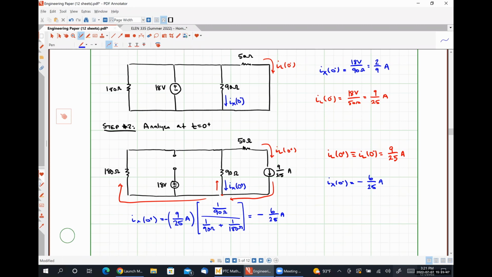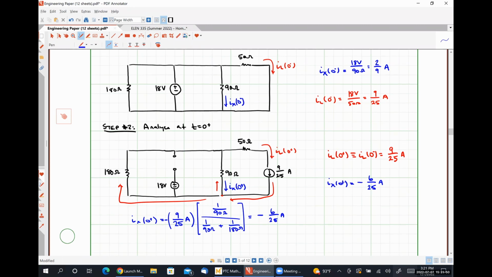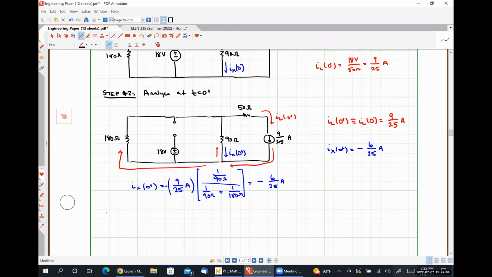Awesome. All right, sorry, and this should be 0 plus. Okay. So now we're ready, unless anybody has any questions or comments. I believe we're now ready for step number 3. Determine LEQ and REQ during the transient.